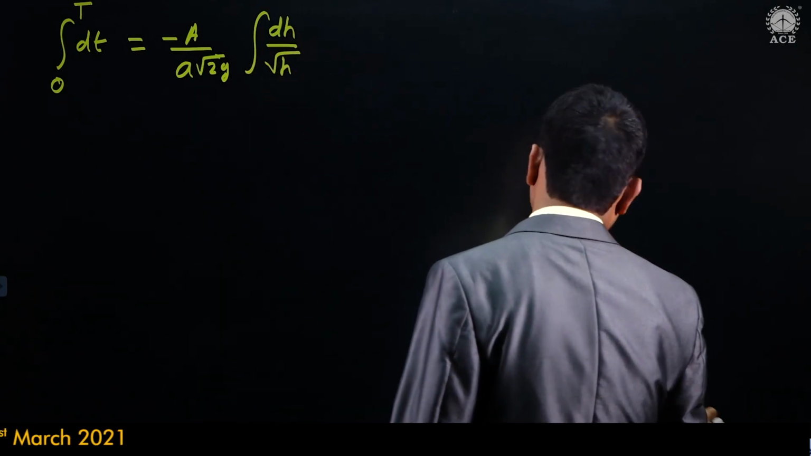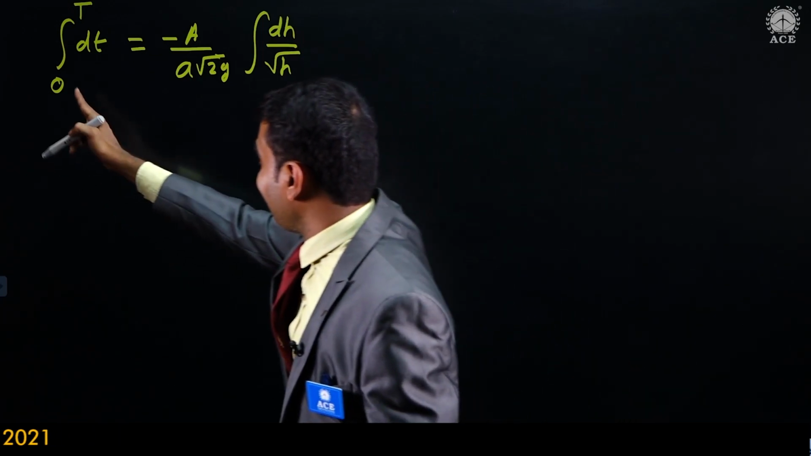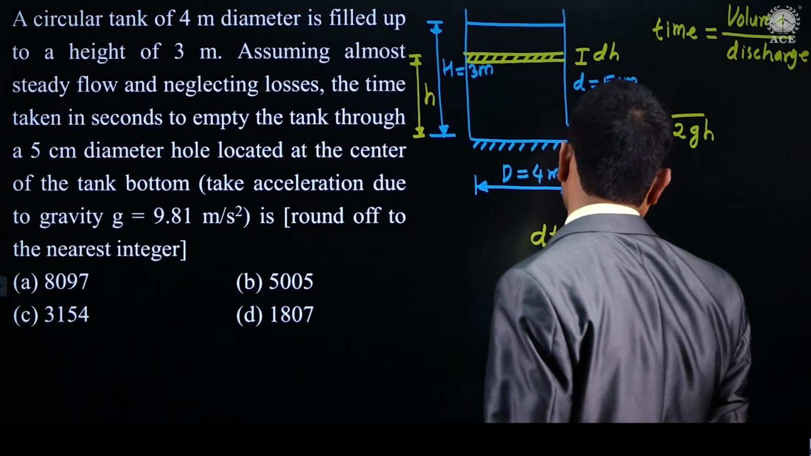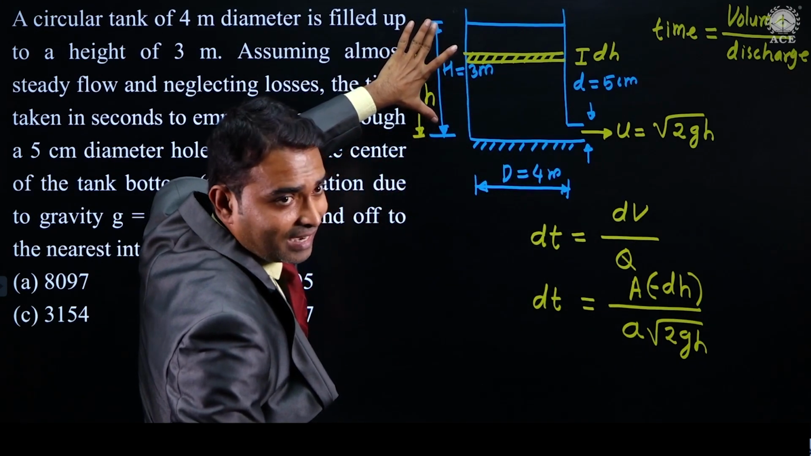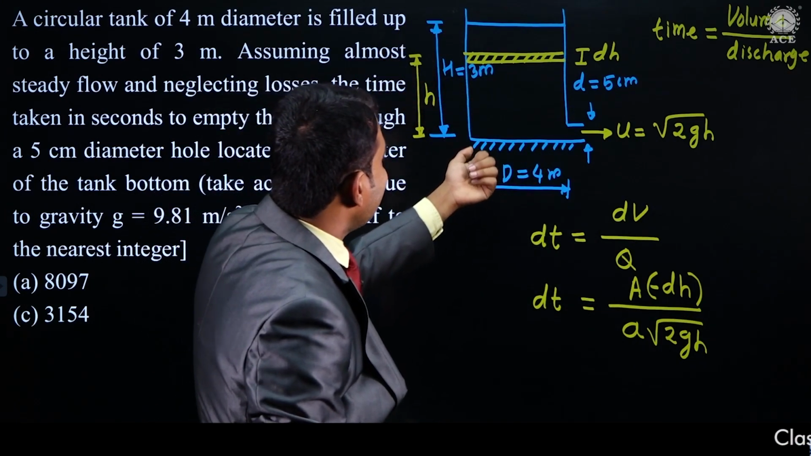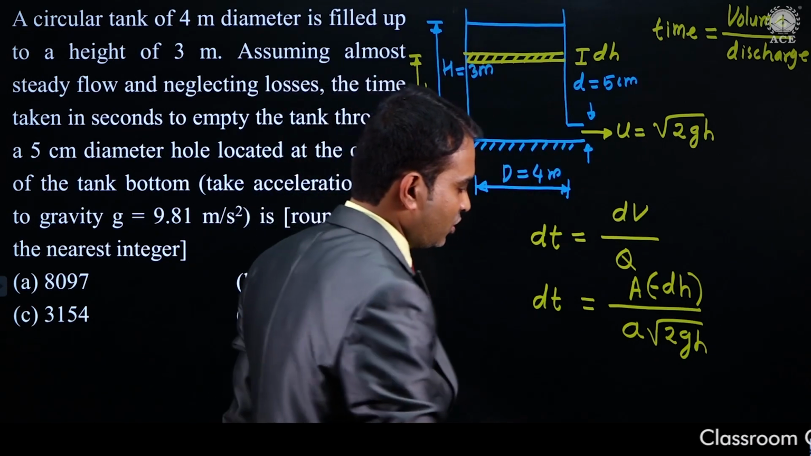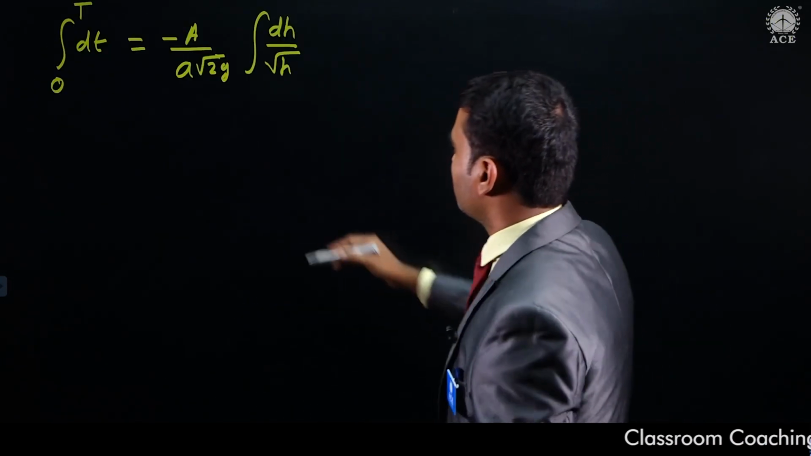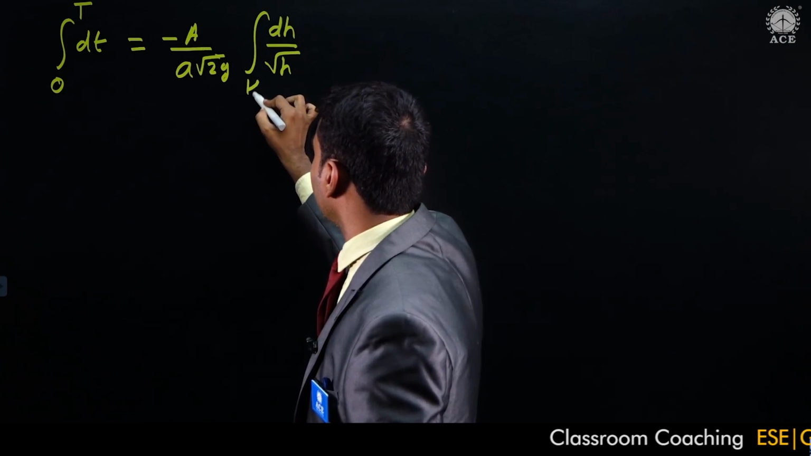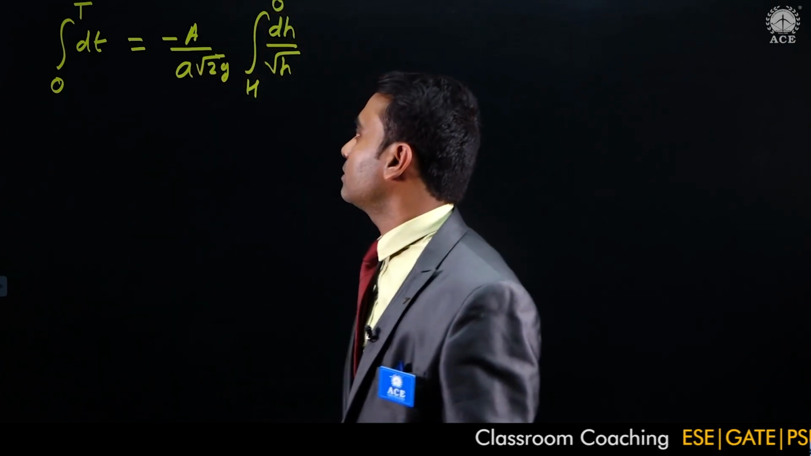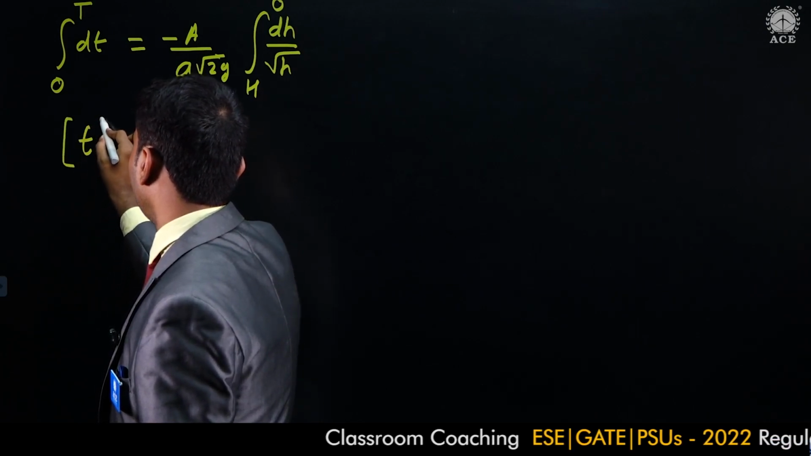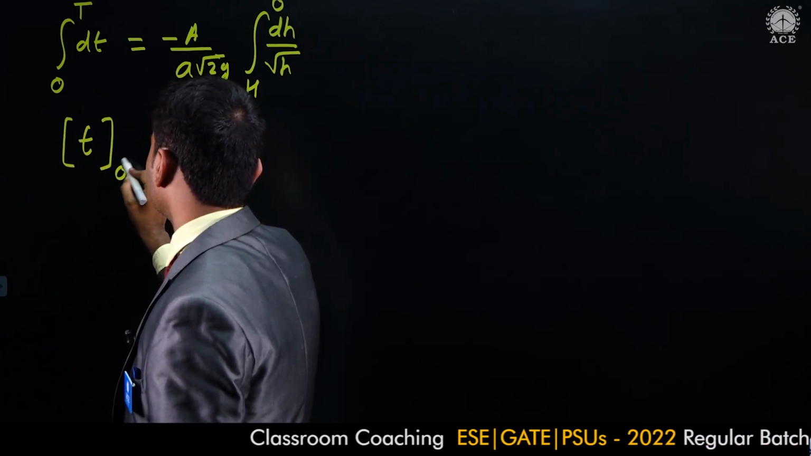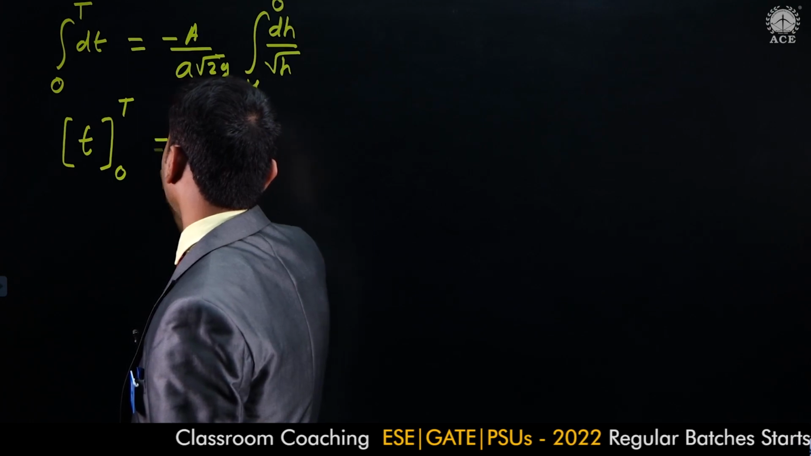Now corresponding limits of integration I have to write. When time is 0, that means at the initial moment, height value is capital H. When time is capital T, height becomes 0. So initial height is capital H, final height will be 0. So integration of this is T, limits 0 to capital T.